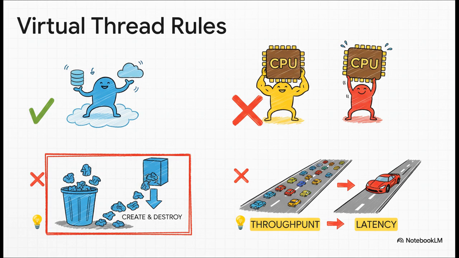Third, and this is a big mental shift, don't pool them. The whole point is that they're so cheap to create and throw away that pooling is now an anti-pattern. And finally, always remember, virtual threads are about improving throughput, handling more tasks at once. They won't magically reduce latency or make a single task finish any faster.